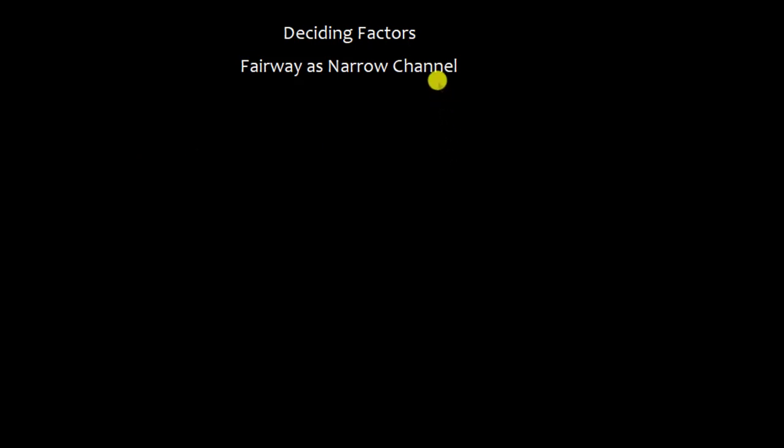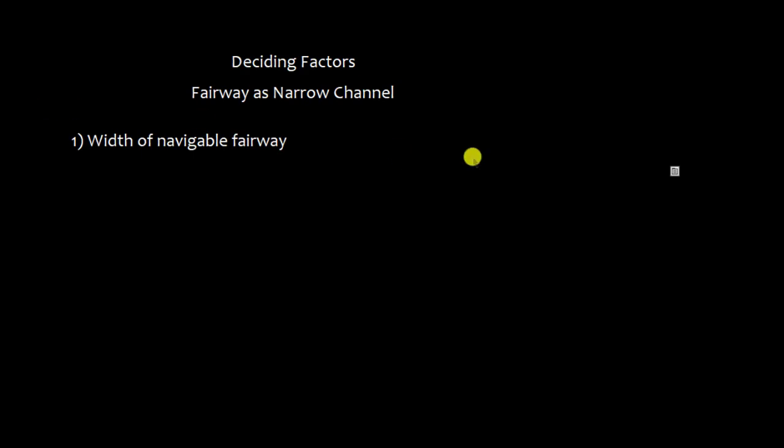Now let's talk about the deciding factors by which we can determine whether the fairway is a narrow channel or not. So one of the factors is the width of the navigable fairway. That is going to decide whether this fairway is really a narrow channel. The second, of course, is the draft of your ship, and third is the maneuverability of the vessel.